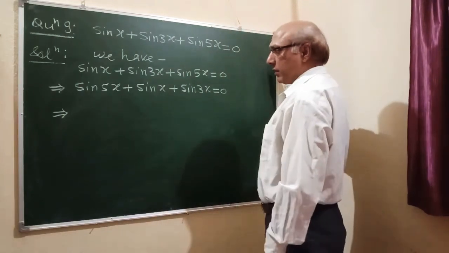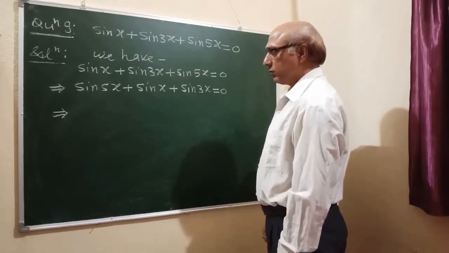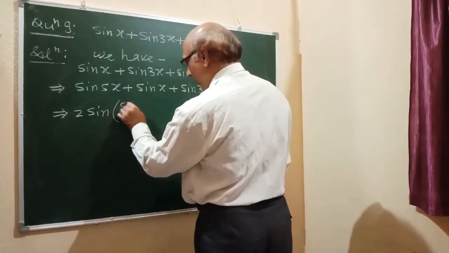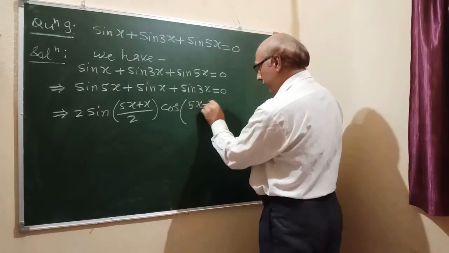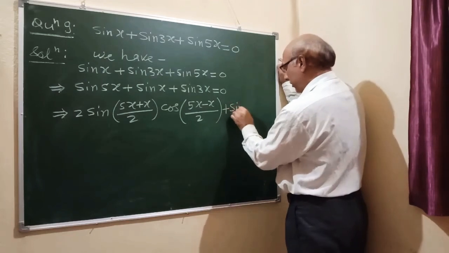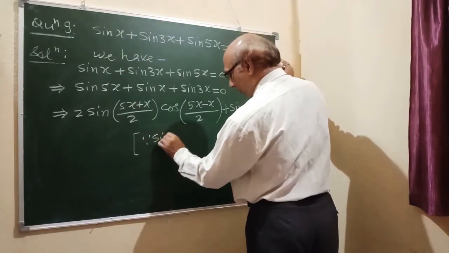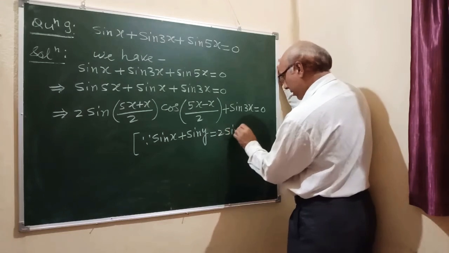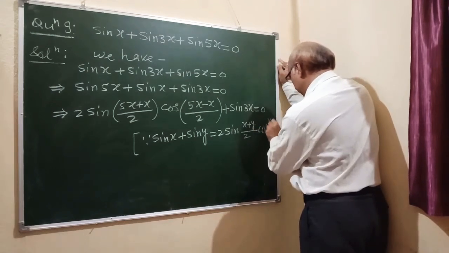Here, using the result sin x plus sin y equal to 2 sin of x plus y by 2 cos of x minus y by 2, we get 2 sin of 5x plus x by 2 cos of 5x minus x by 2 plus sin 3x equal to 0. Here, since sin x plus sin y equal to 2 sin of x plus y by 2 cos of x minus y by 2.